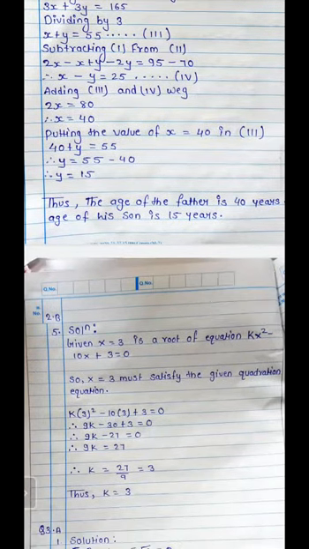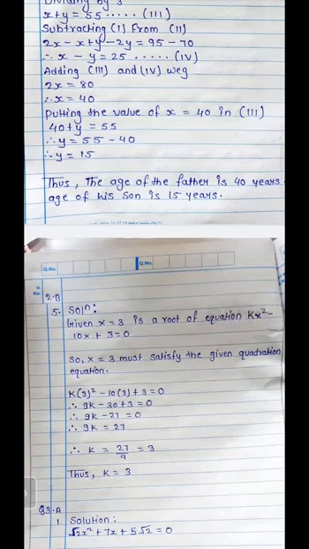If x is equal to 3 is the root of the equation kx square minus 10x plus 3 is equal to 0, then find the value of k. So, given x is equal to 3 is the root of the equation kx square minus 10x plus 3 is equal to 0, x is equal to 3 must satisfy the given quadratic equation. Now see here, we are putting x is equal to 3 in this equation. So instead of x, we will write here 3.